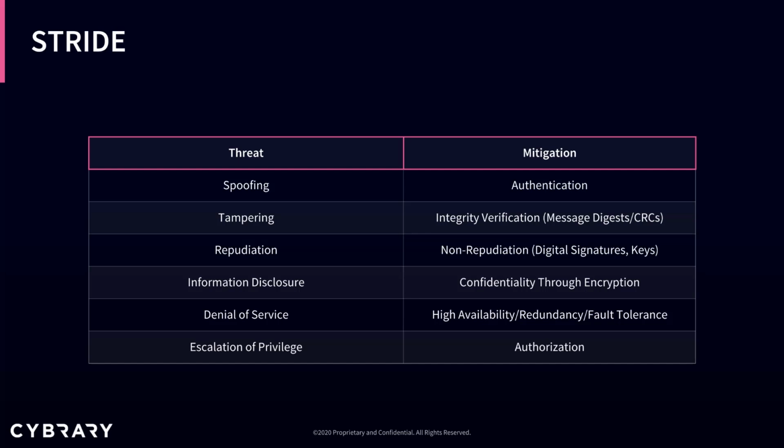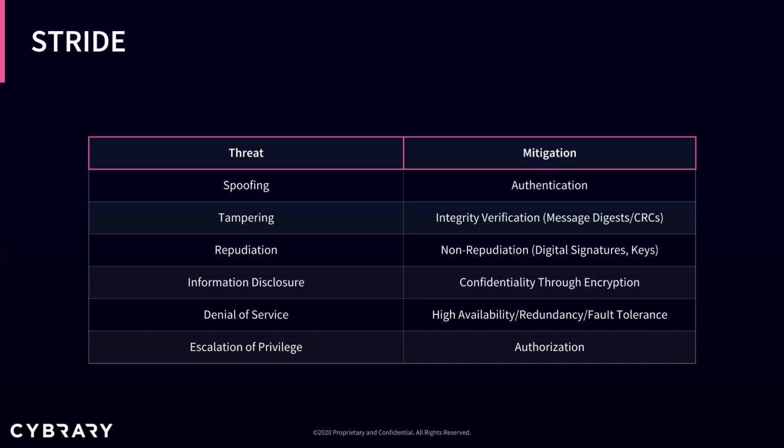Repudiation is the next threat in this model, and it's the R in STRIDE. This means that a sender of an email disputes that they sent the message. Or they could say that they sent the message, but it was tampered with in transit. The mitigation strategy is non-repudiation. This means using something that provides authenticity and integrity, such as a digital signature and keys. We'll talk more about this in our section on cryptography.